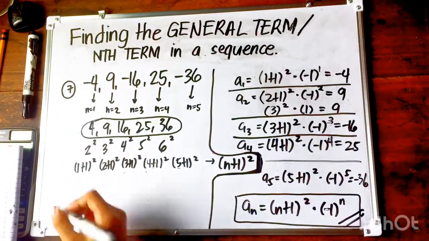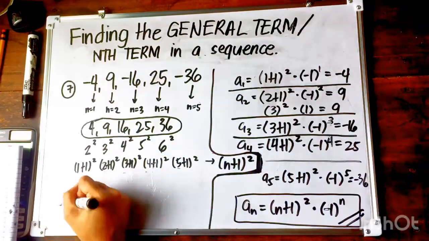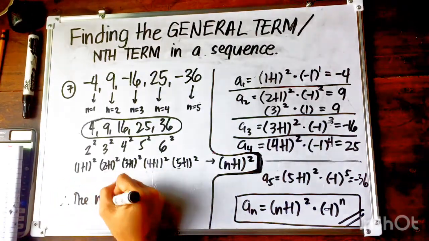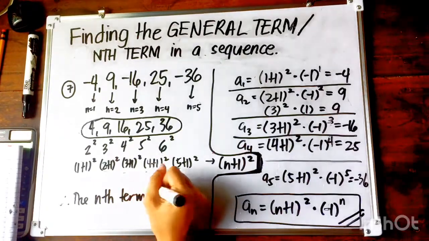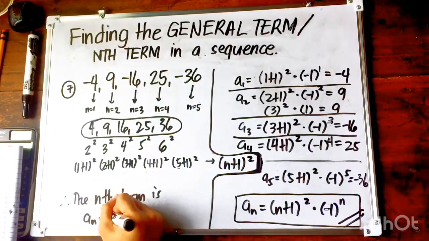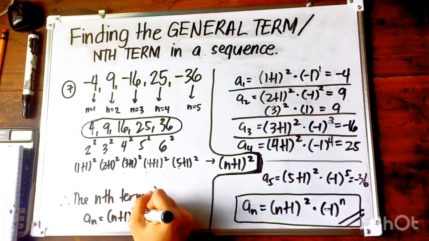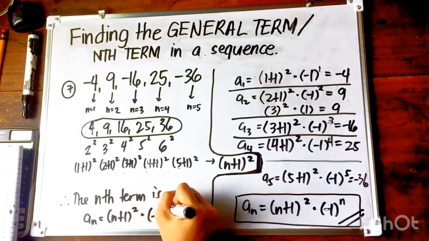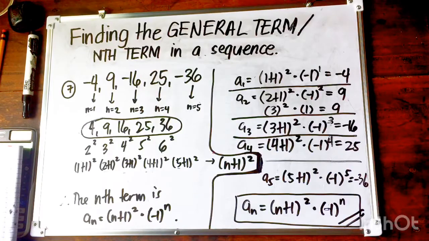So, that ends. Now, to write, di ba? So, the nth term is given by a sub n equals n plus 1 squared times negative 1 raised to n. So, yan yung general term natin for that example. So, that ends now our examples.